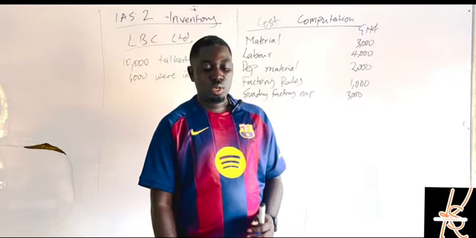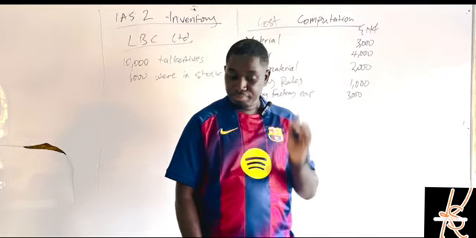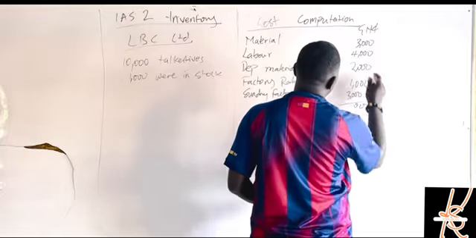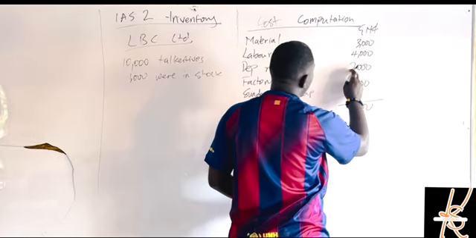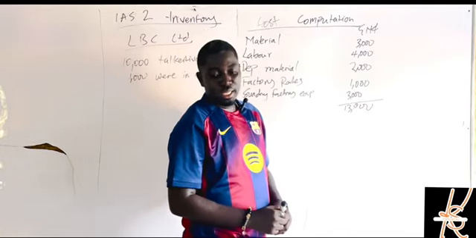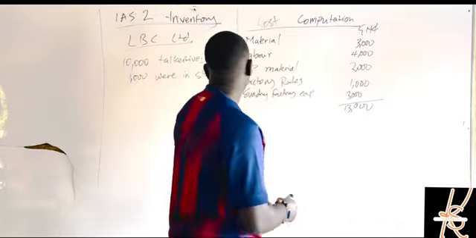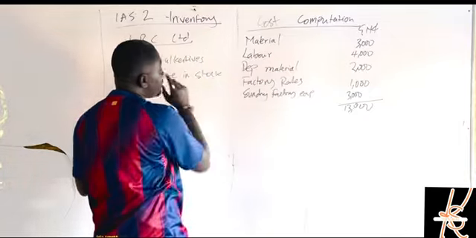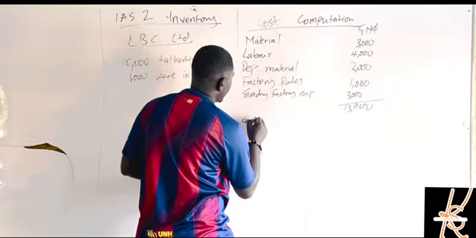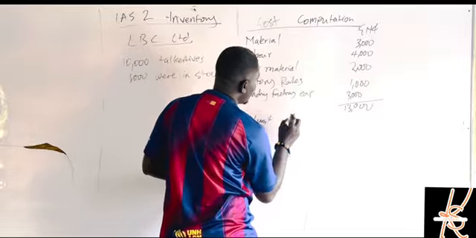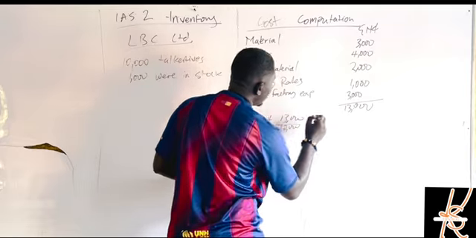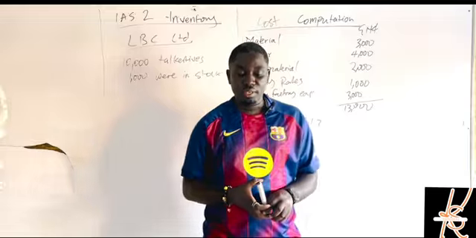Do we get it? So now we have our cost here. Let's add: 3 plus 4 is 7, 9, 10, 13. We have 13,000 as our cost. We said we produced 10,000 units, so to find the cost per unit, it will be 13,000 divided by 10,000. This is going to give us 1.3. Do we get it? It is giving us 1.3.